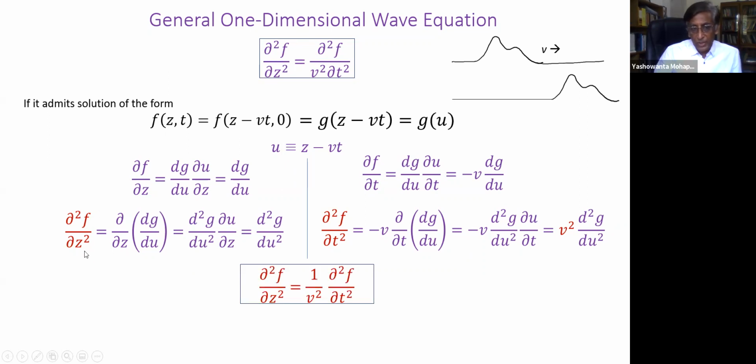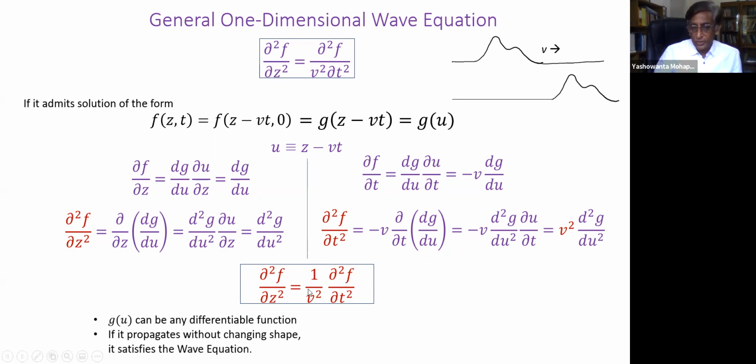So del square f by del z square is del square f by del t square divided by v square. The general argument: g of u can be any differentiable function. And if it propagates without changing shape, then it must satisfy this equation. That is the claim.